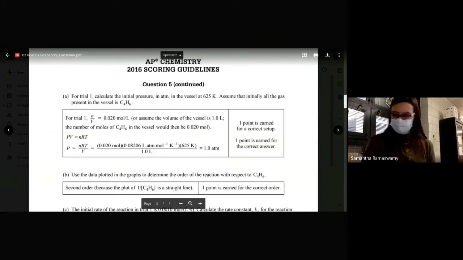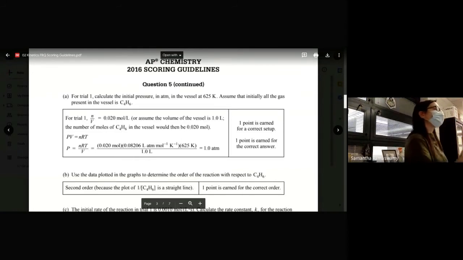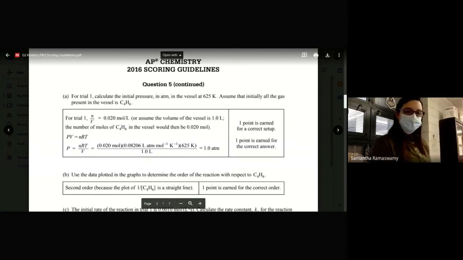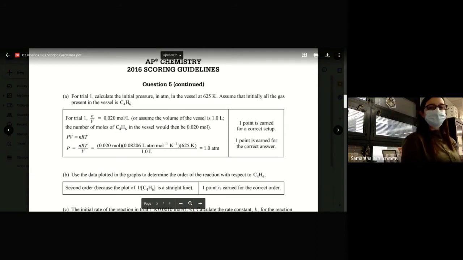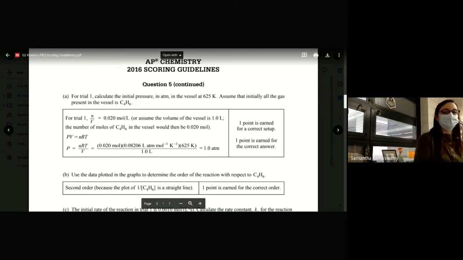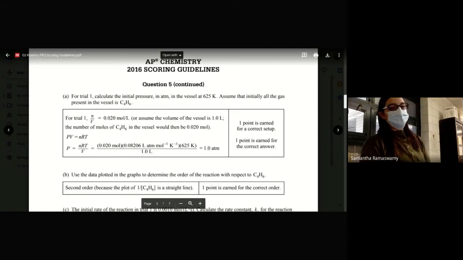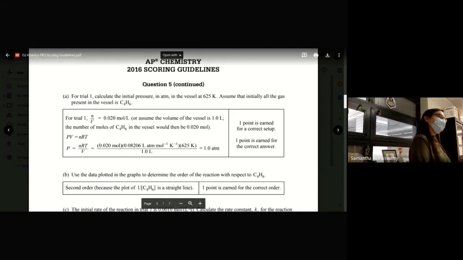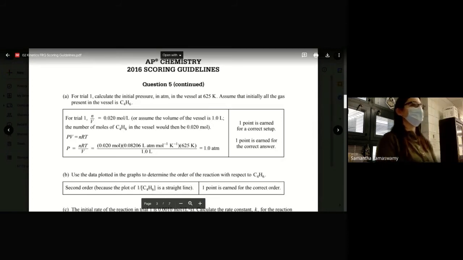This question started by giving you 3 graphs. They gave you all the information up at the top, and then 3 graphs that had 2 trials of each graph. Part A said, for trial 1, calculate the initial pressure in ATM in the vessel at 625 Kelvin. Assume that initially all the gas is C4H6. So is part A related to kinetics? No. But this shows you that free response questions will pull in other topics as well.